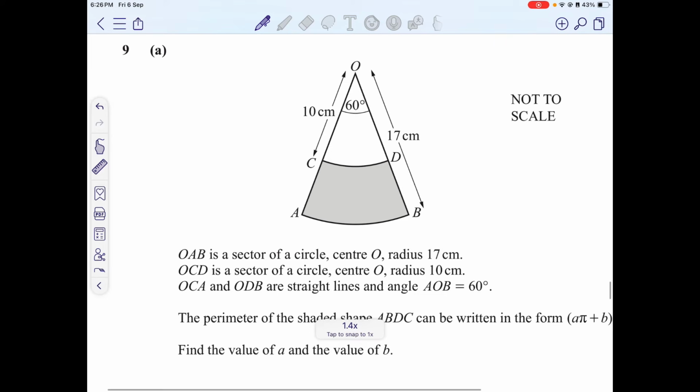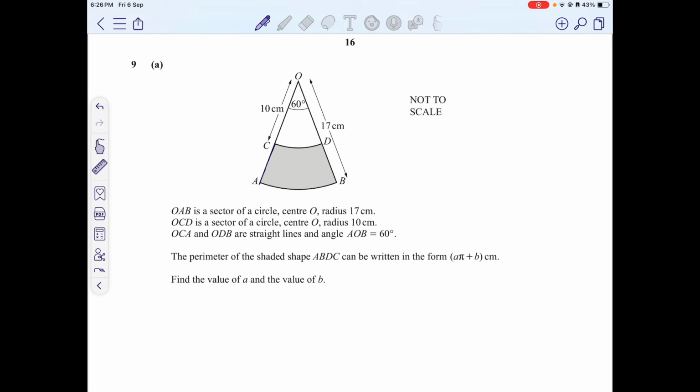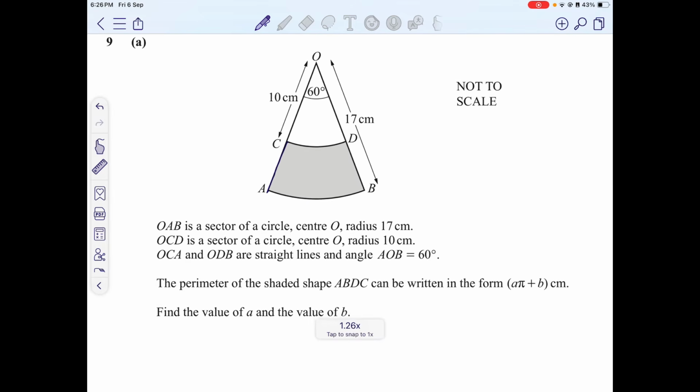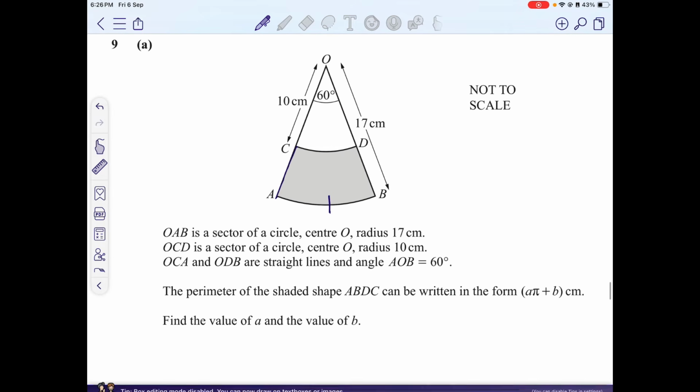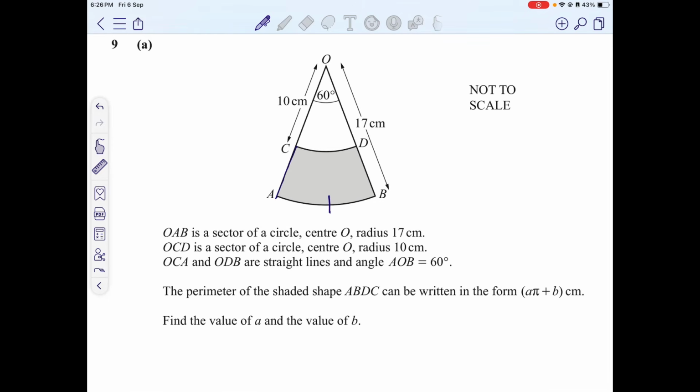Now what they've said is that they've given us two sectors. One sector is this smaller one, that is OCD, with a radius of 10 and angle of 60. Another sector is a major one, a bigger one with the same angle of 60 but a radius of 17. So they have asked us to find the perimeter of this shape, the gray shaded shape, in the form A pi plus B. Now, in order to find the perimeter of this shape, you will need the length of this side, which is basically the arc of the bigger sector, and this side, which is the arc of the smaller one, and you also need this and this.